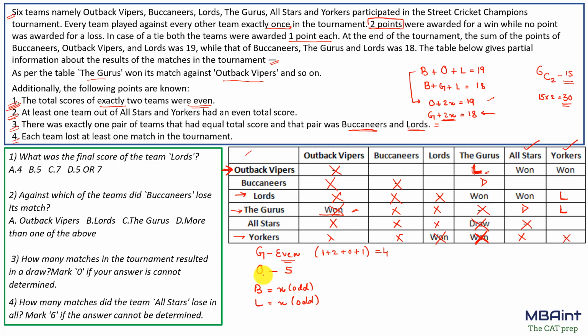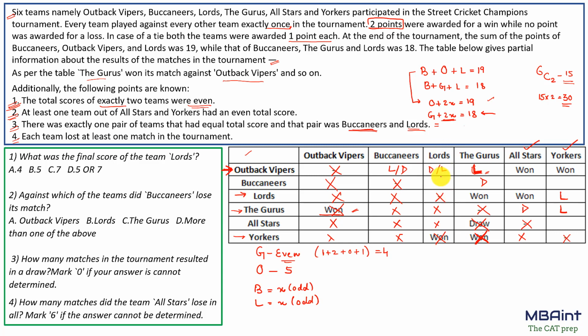Now as we have seen that the value of O, or Outback Vipers, is 5, let's try to find the score. Won, so Outback Vipers are winning, so 4, and L means 0, total score is 5, so it will have either a loss or a draw in each of these. So it can be L or D. Now if this is L, this would be D, and if that is D, this would be L. Fine. Now how to go about it?